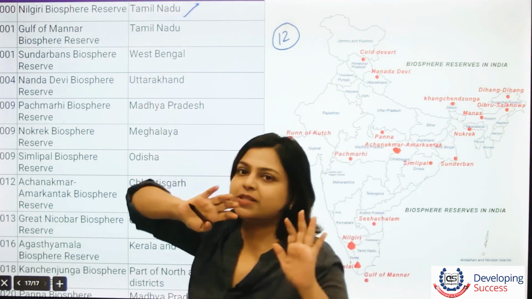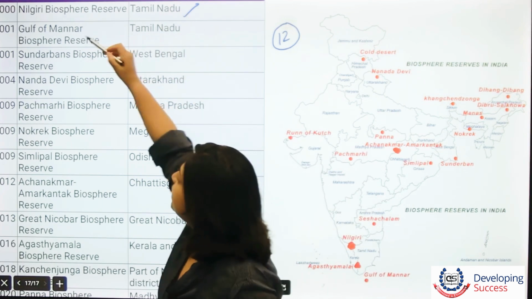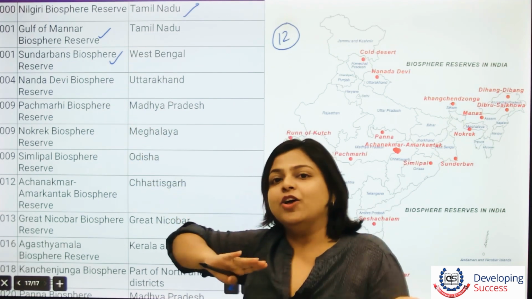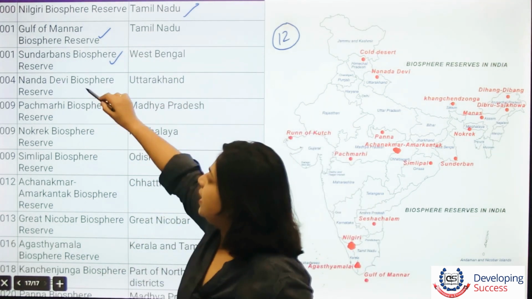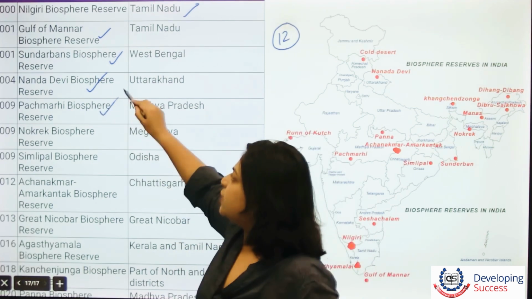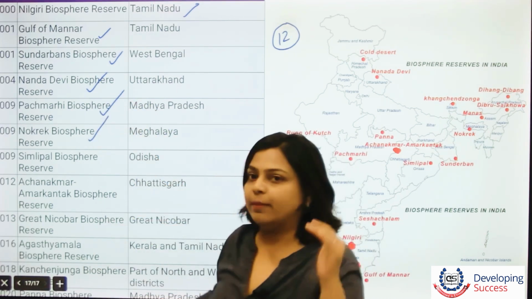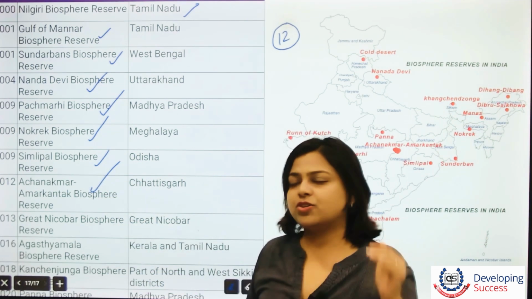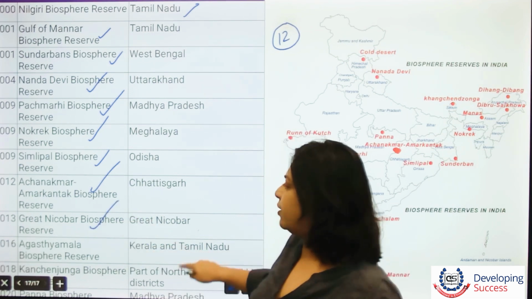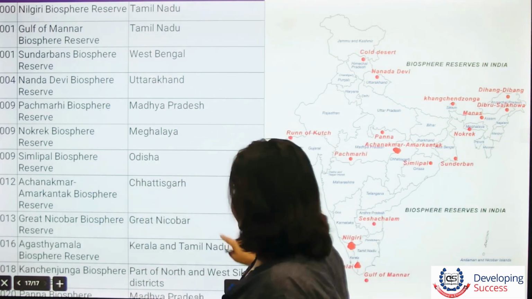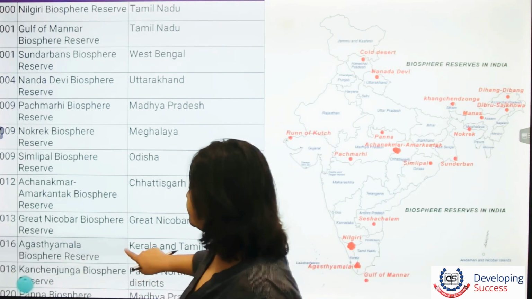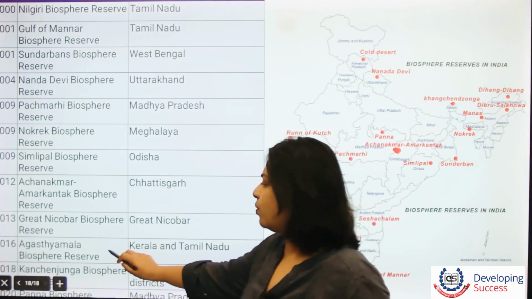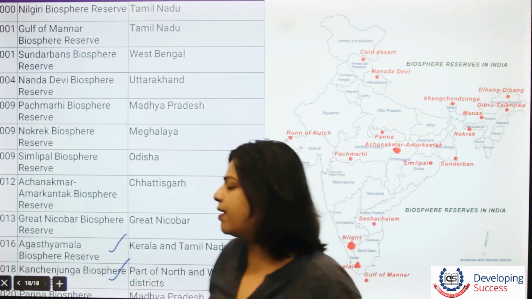The first one which was given the MAB status was the Nilgiri Biosphere Reserve, Tamil Nadu. Then we have the Gulf of Mannar, again Tamil Nadu. Sundarbans, obviously it is a UNESCO World Heritage Site, West Bengal. Nanda Devi Biosphere Reserve, Uttarakhand. Pachmarhi, Madhya Pradesh. Nokrek, Meghalaya. Simlipal, Mayurbhanj, Odisha. Achanakmar Amarkantak, Chhattisgarh. Great Nicobar Biosphere Reserve in Great Nicobar. Then Agasthyamalai Biosphere Reserve in Kerala and Tamil Nadu. Then we have Khangchendzonga Biosphere Reserve, and then we have Panna.